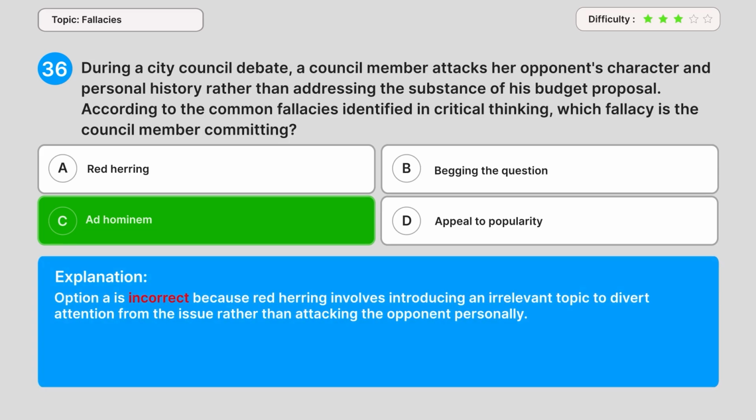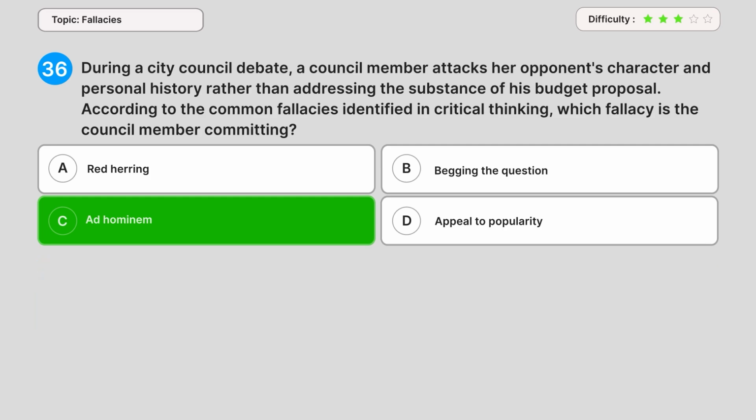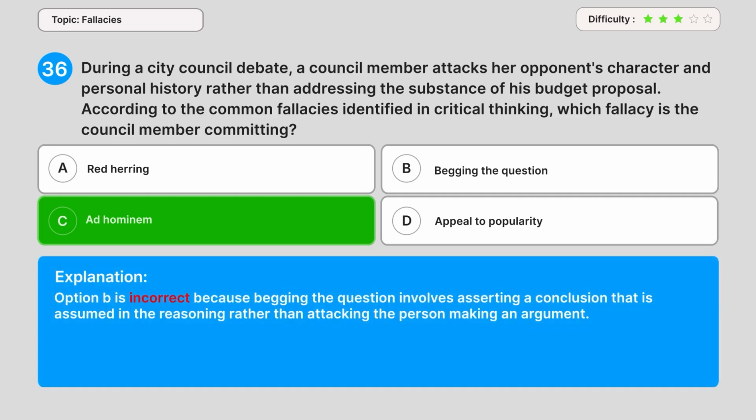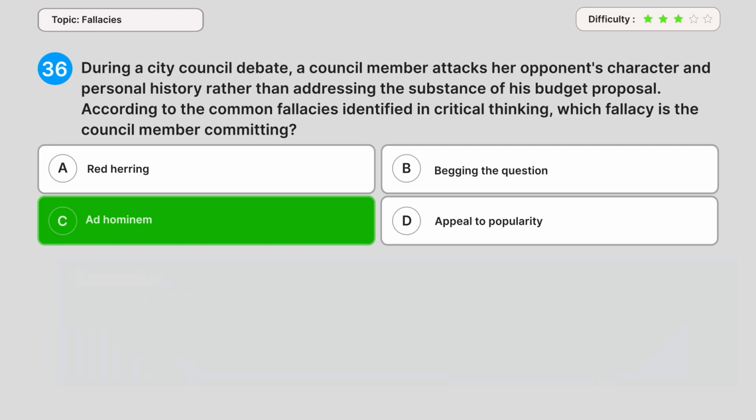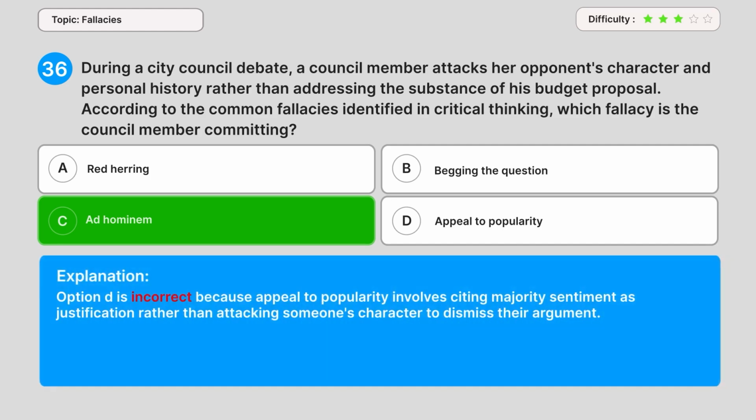Option A is incorrect because red herring involves introducing an irrelevant topic to divert attention from the issue rather than attacking the opponent personally. Option B is incorrect because begging the question involves asserting a conclusion that is assumed in the reasoning rather than attacking the person making an argument. Option D is incorrect because appeal to popularity involves citing majority sentiment as justification rather than attacking someone's character to dismiss their argument.